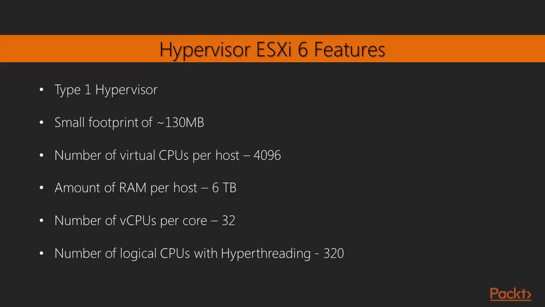So the hypervisor ESXi 6.5, it's a type 1 hypervisor, as we know. Small footprint of 130 megabytes, has not changed from before. The number of virtual CPUs per host is 4096. From ESXi 6.0, the amount of RAM per host has increased from 6 terabytes to 12 terabytes. Everything else is basically the same, with the number of virtual CPUs per core being 32, and the number of logical CPUs with hyperthreading being 320. I will not spend too much time on these. Configuration maximums are available in the documentation.